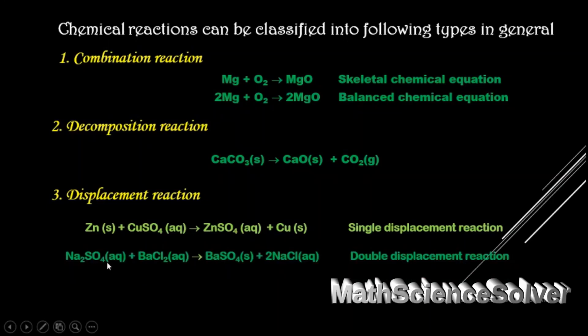Sodium sulfate combines with barium chloride to give barium sulfate plus sodium chloride. Here barium chloride has changed to sodium chloride and sodium sulfate changes to barium sulfate. That is, they have interchanged their positions, and this is called double displacement reaction.